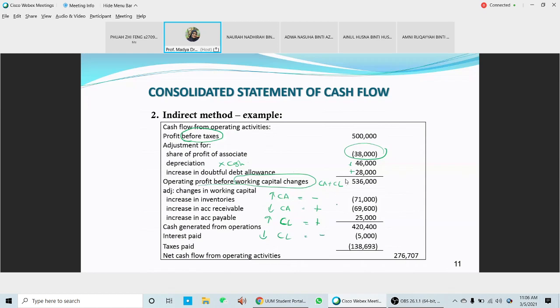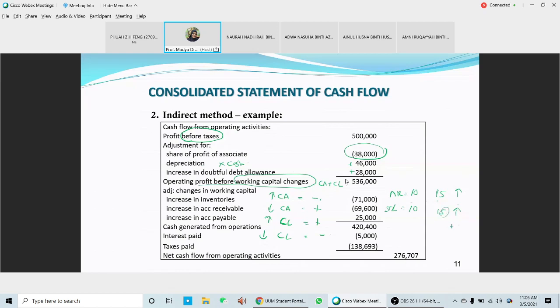Why, for an increase in current assets, do we need to minus? For example, your accounts receivable was 10, now it becomes 15, so it increased by 5. There is no cash involved in this increase, so we need to minus here. The same thing, let's say for your short-term loan. For example, you have 10, now the balance becomes 15. An increase here means that you have some more cash added, so you need to add this one, plus.